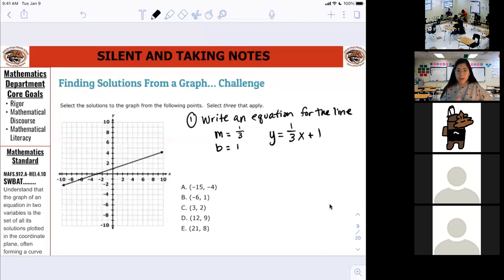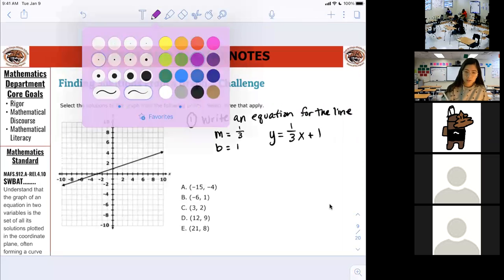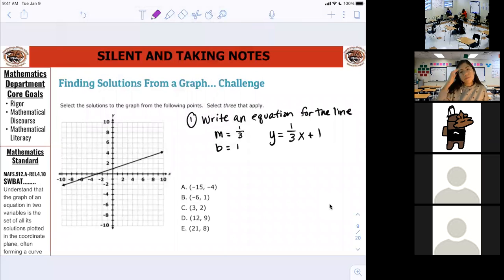So before I go through it, a couple of you guys mentioned that there are some points in this list that I can see. So let's look at the ones that I can see first. Which ones can I see and determine? Miss, you can see B. Okay, so is B on this line? Yes, -6, 1. That's right here.